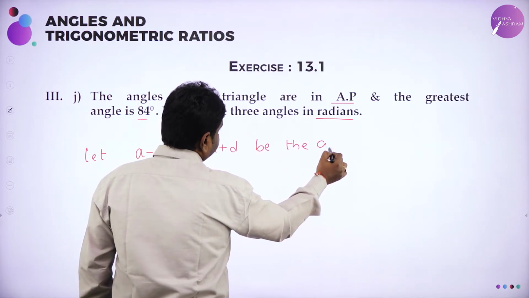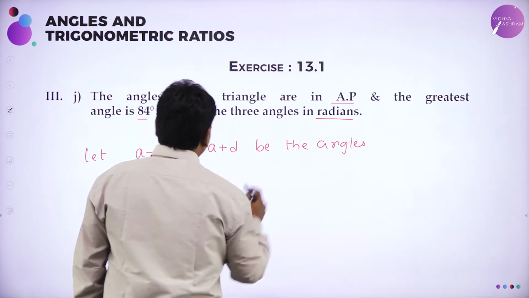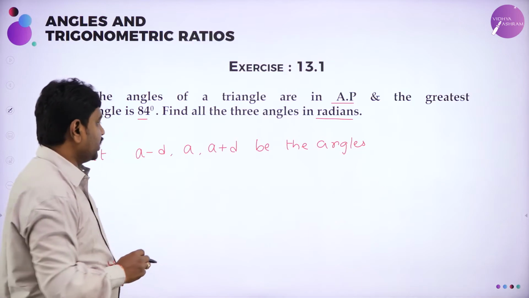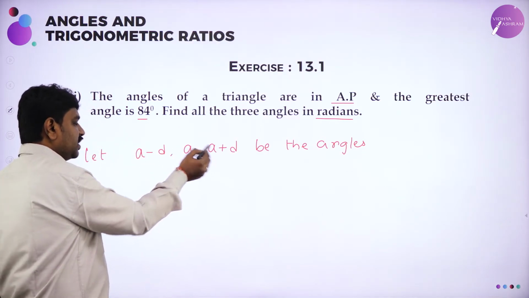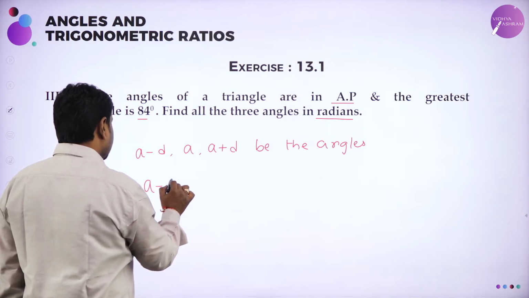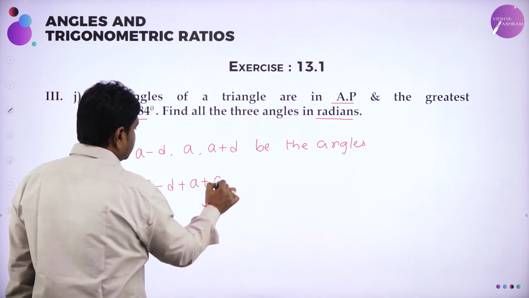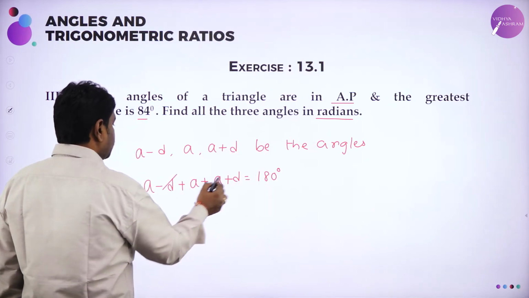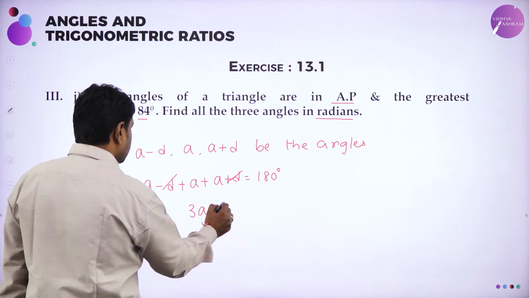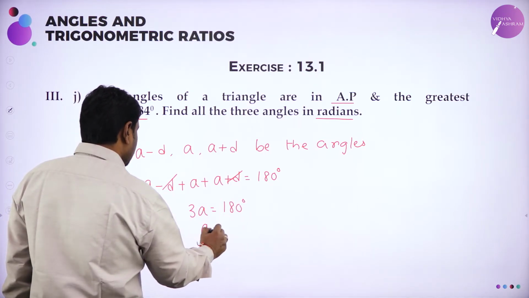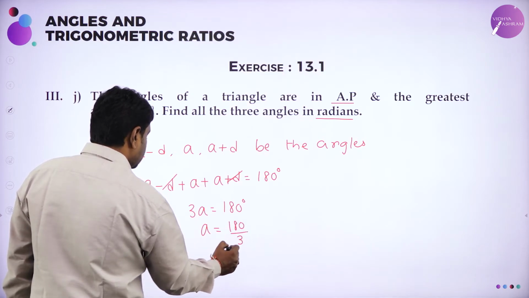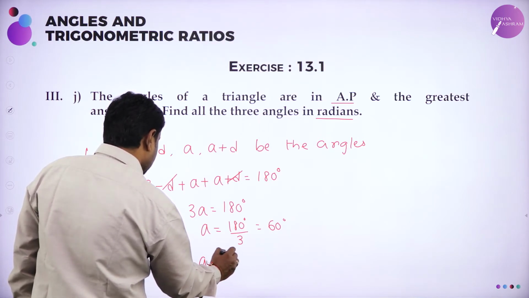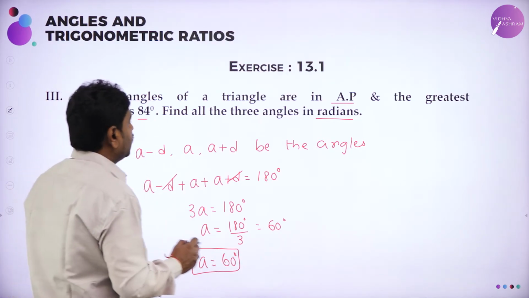But you know the basic. What is the basic? Sum of the angles in a triangle is 180. If three terms are in AP, you should take A minus D, A and A plus D. So now we know that A minus D plus A plus A plus D is exactly 180 degrees. Now minus D plus D cancels and you'll get 3A is equal to 180 degrees. And A is what? 180 divided by 3. So 180 by 3 is what? 60 degrees. So A value you got, one of the angles you got.